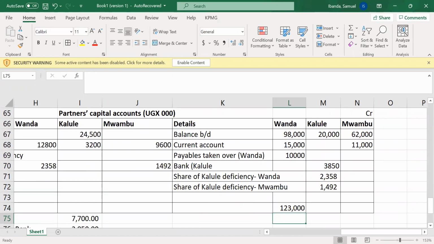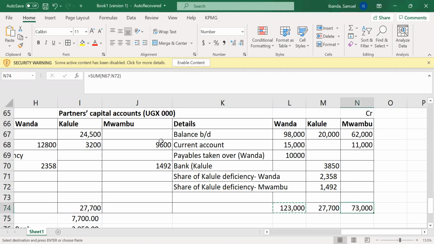So here we have 123,000. That is the column of who? Of Wanda. This one will have the same 27,700, which is definitely the same here as well. Then for Mwambo, when you add, you get 73,000.